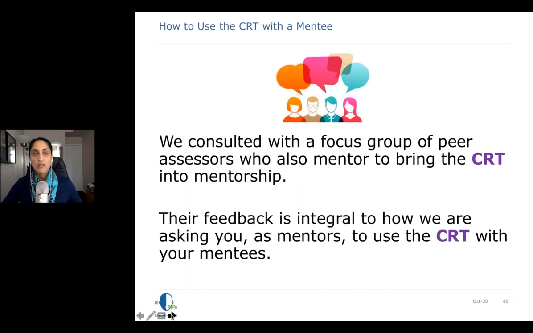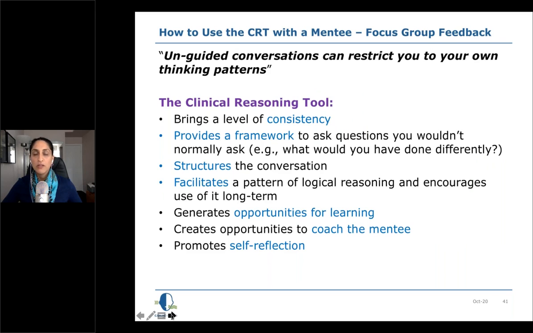So in bringing the clinical reasoning tool into the mentorship, we actually consulted with a focus group of peer assessors who also mentor. And their feedback was integral to how we are asking you as mentors to use the clinical reasoning tool with your mentees. When we talked to the peer assessors, they offered a lot of great insights. One insight was that unguided conversations can restrict you to your own thinking patterns.